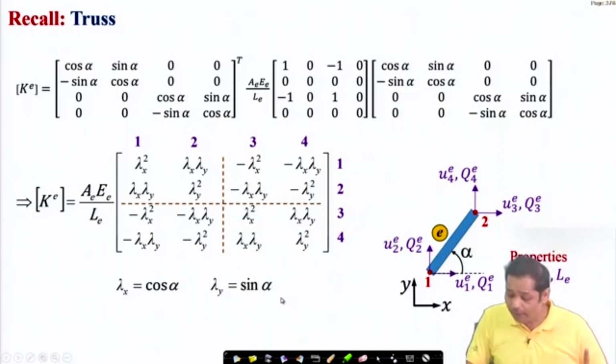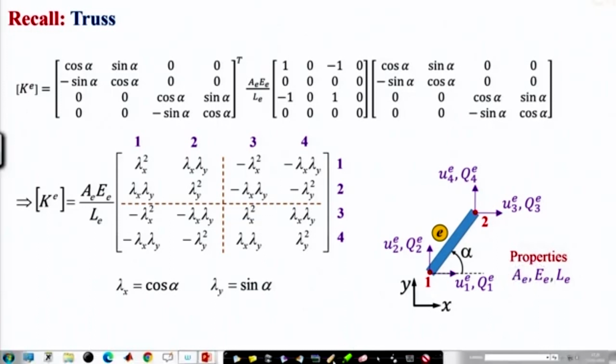where lambda x and lambda y are cos alpha and sin alpha. Please note that alpha is defined like this. When we write this stiffness matrix, our starting node, node number 1, is this, and the end node is this one. So the starting node is this, the end node is this, and angle alpha is defined like this. If we have to express the element connectivity, we will say that this element E is connected between node number 1 and node number 2, not the other way.